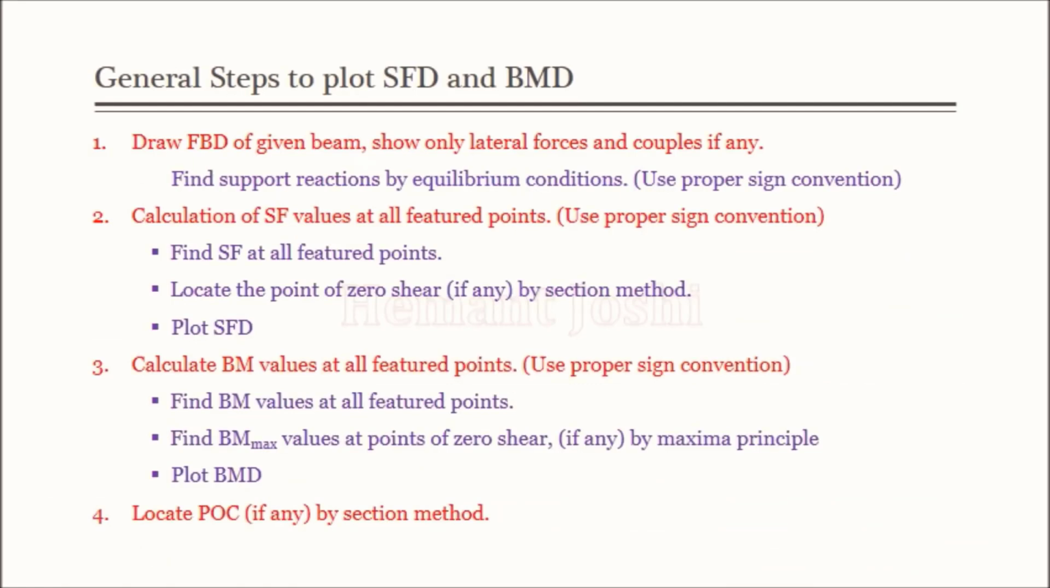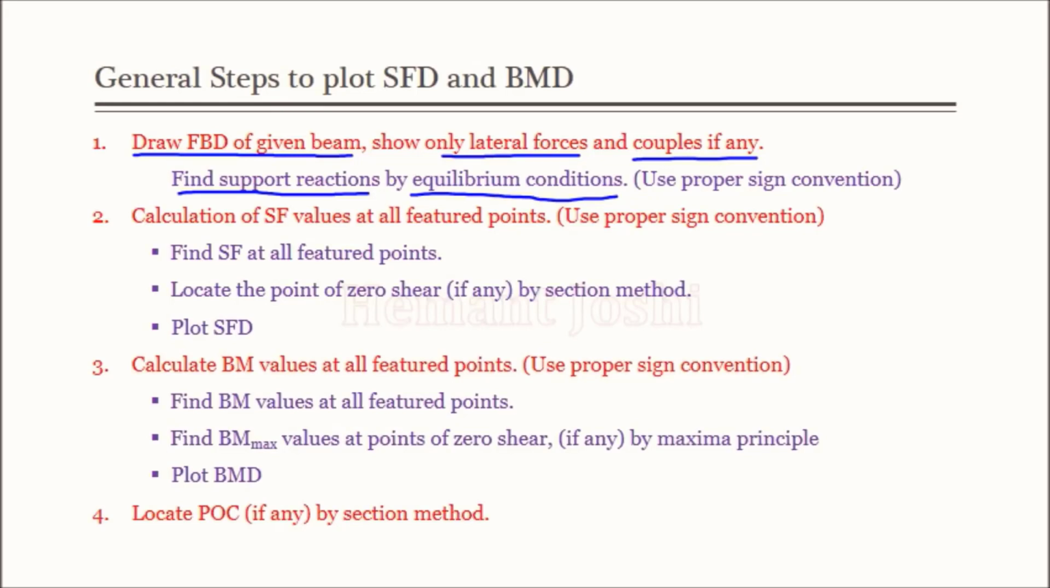Moving ahead, here are some general steps to plot SFD and BMD. Step number 1 is to draw the FBD of the given beam and find support reactions by using equilibrium conditions. An important point to note here: whenever you draw the free body diagram of the given beam, we are interested only in lateral forces and couples, because these are the only elements which will cause shear and bending. Axial force should not be considered, because it will create only elongation and contraction of the member.